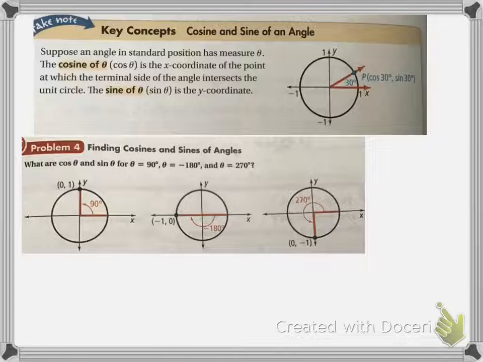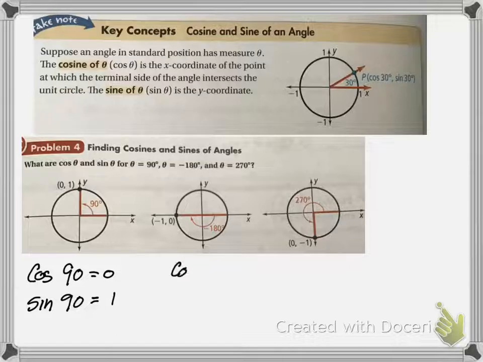And again, you'll see 30, that's why we did the special right triangles yesterday. So if I'm looking at this, what's the cosine theta and sine theta for 90, 180, and 270? Well, if we're looking at this, 90 degrees, see how it's 0, 1, so the cosine of 90 is 0. The sine of 90 would then equal 1.